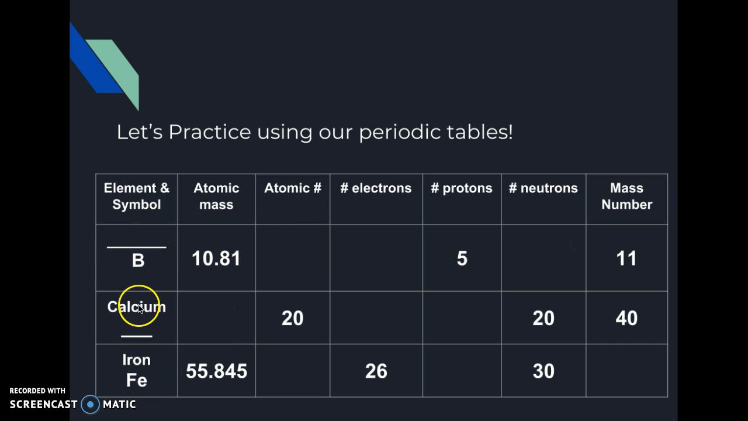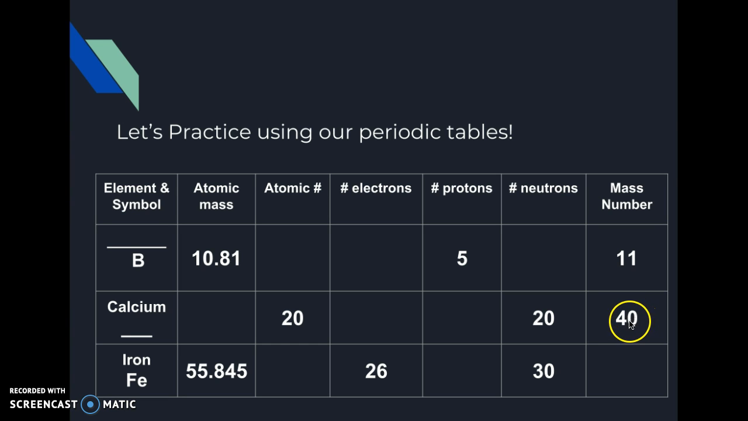Below that, you'll see calcium. On the periodic table, you should find calcium in the second family, or the second column. Calcium has a symbol of Ca. Now, calcium's atomic mass is just around 40 point something. So notice how it rounds to 40. So the mass number for calcium is 40, given its atomic mass has been rounded to the nearest whole number, which is about 40. Its atomic number is 20, which means that calcium has 20 electrons and 20 protons.